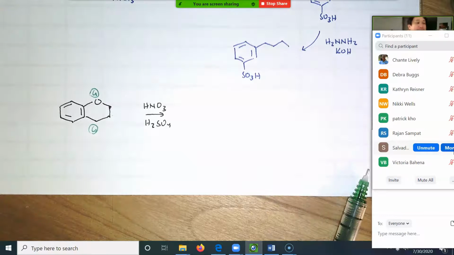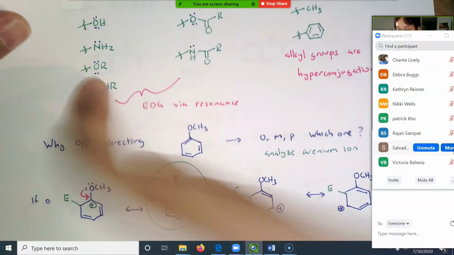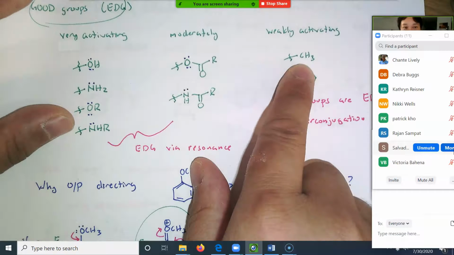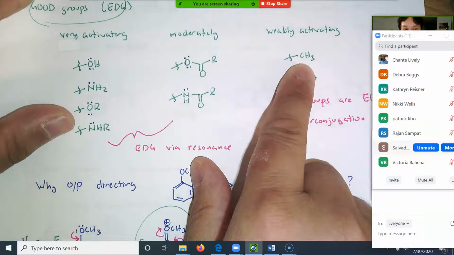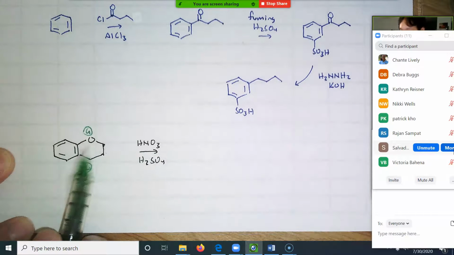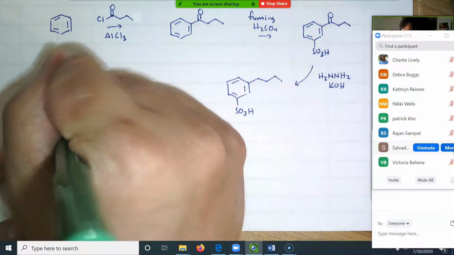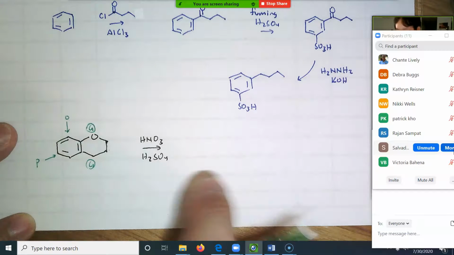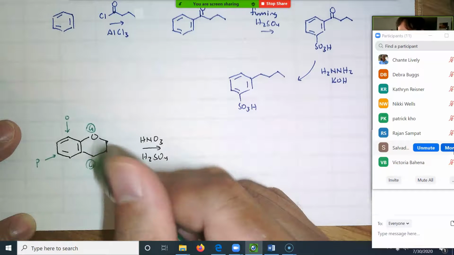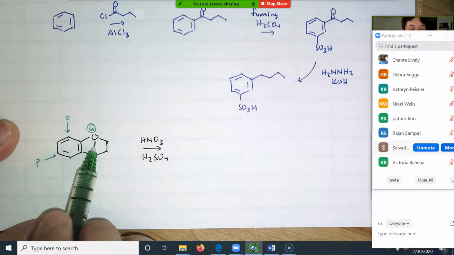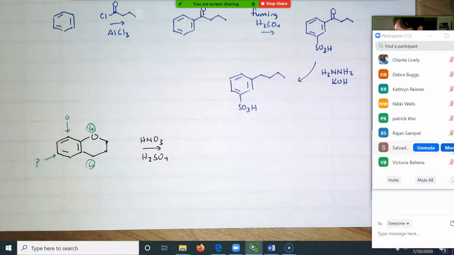Where am I getting that from? I'm getting that from the idea that this OR is very activating, but an alkyl group is weakly activating. So we're basing it off of the good group at this position. Where's the ortho-para? Okay, I'm not going to draw you the answer, but that's my analysis. I have two good groups, and I'm going with this one because it's very activating versus the alkyl group.